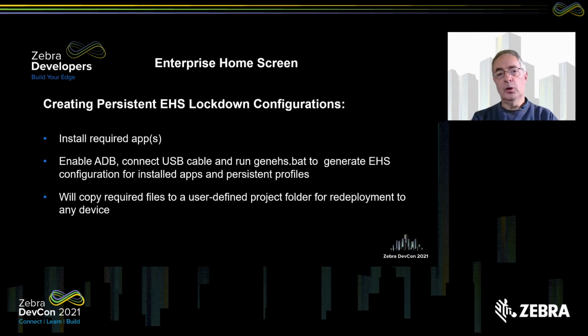So what the next section is talking about really is a method to easily create an EHS configuration. And the way it works is we firstly install the required apps, enable ADB, connect through a USB cable, and just run this genehs batch file. And that basically will build a completely persistent EHS profile for that set of applications which were already pre-installed.